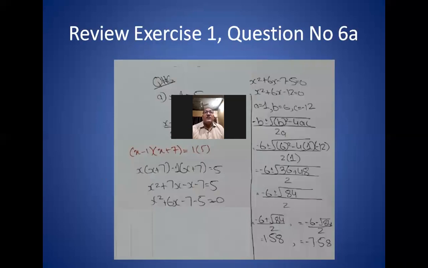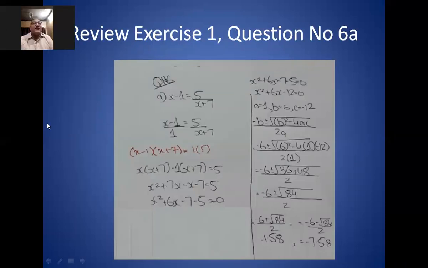Okay, so here we go. Here you have question number 6, and its first part is coming up on your screen. The equation is (x minus 1) equals 5 divided by (x plus 7). This is the equation given to us, and it is not in the standard form. So we will convert it into the standard form. The methodology is very simple.